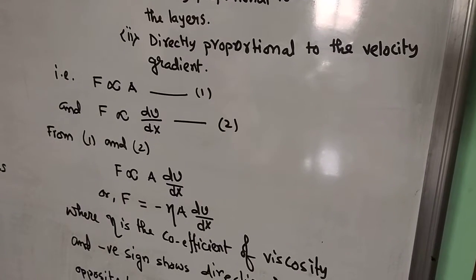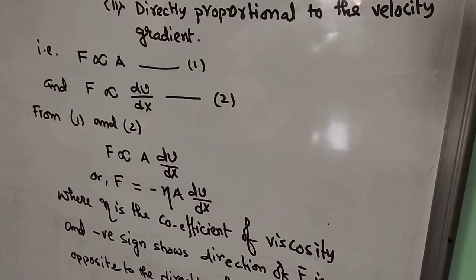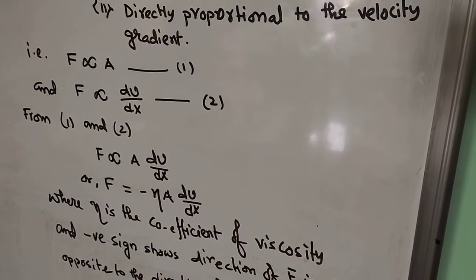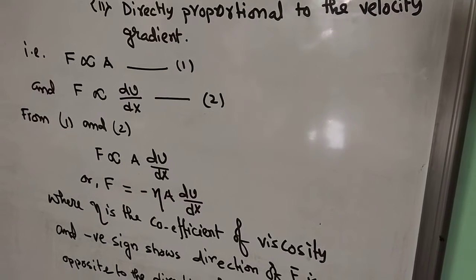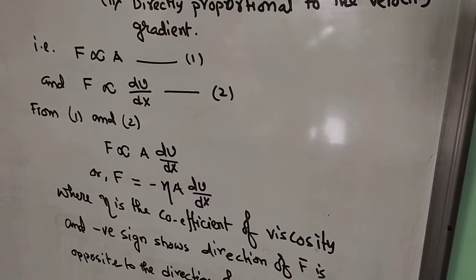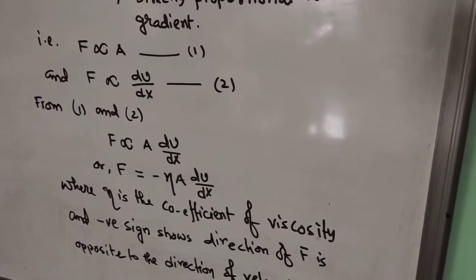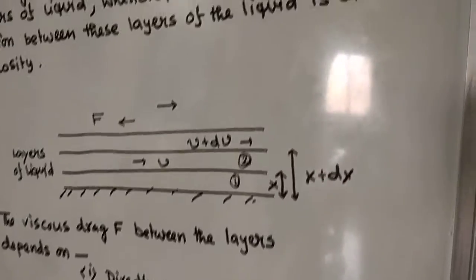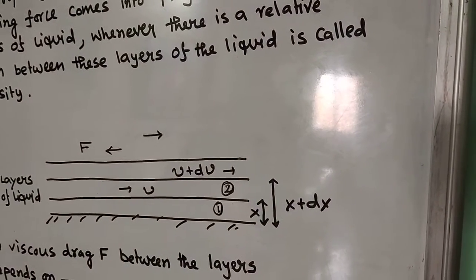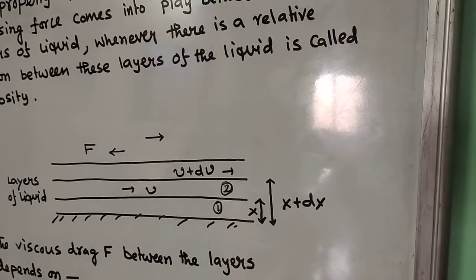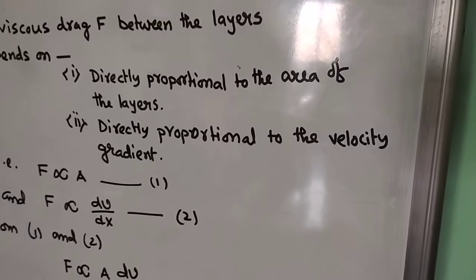If you want to remove the proportionality sign, then you have to bring in one constant. That constant is your coefficient of viscosity. So F equals eta A dv/dx, and some negative sign we have to assign. Now the negative sign defines that the viscous force is opposite to the direction of movement. The liquid is flowing from left to right, but the viscous force will be from right to left. So it is opposite to the direction of velocity.